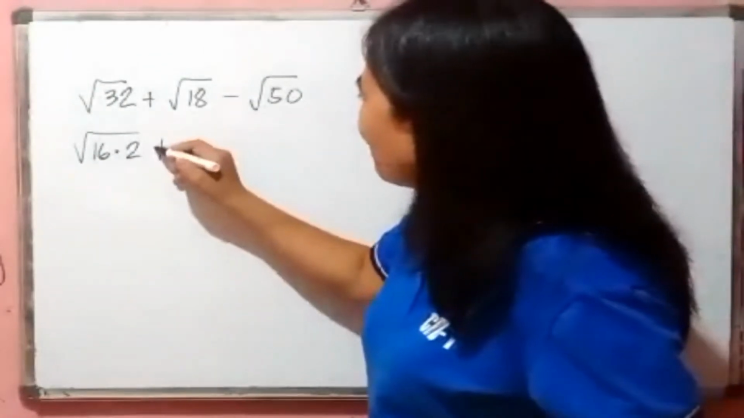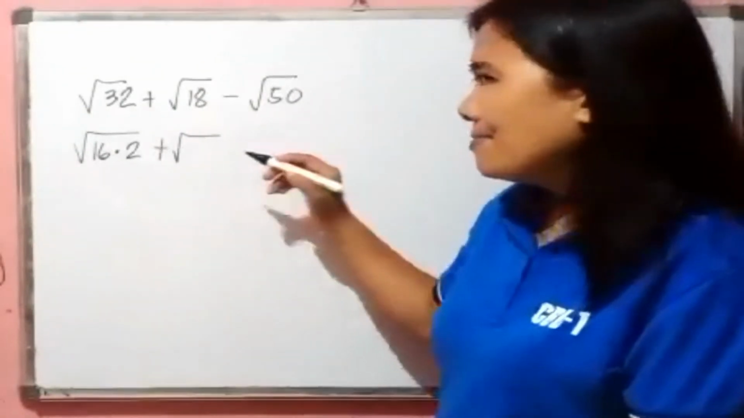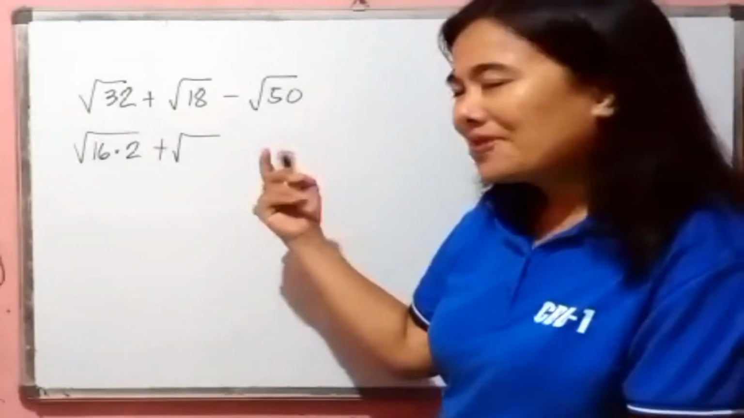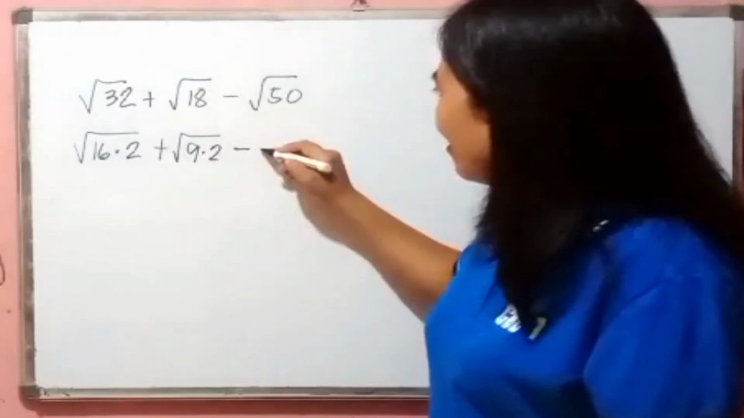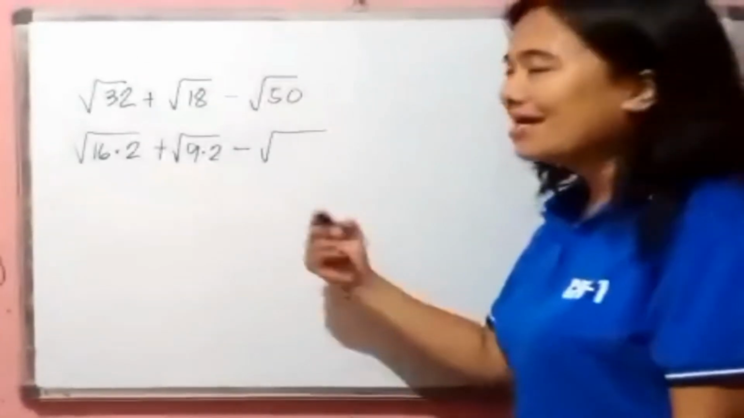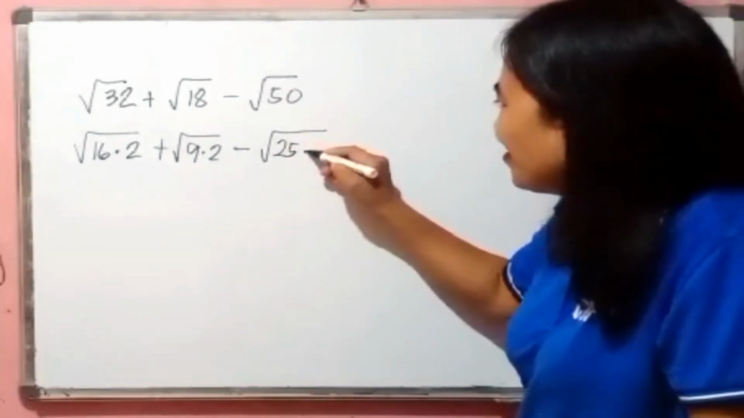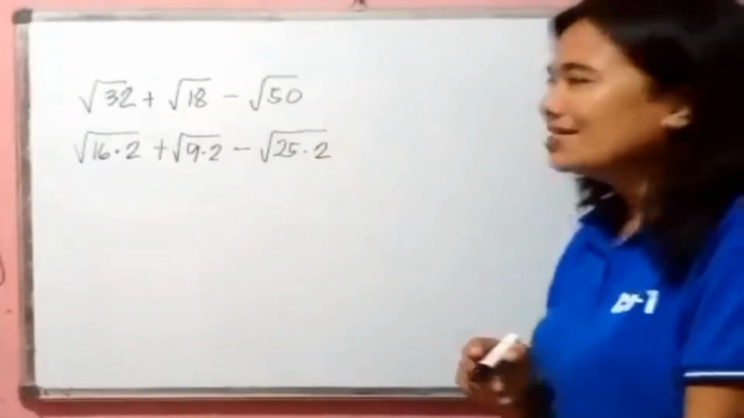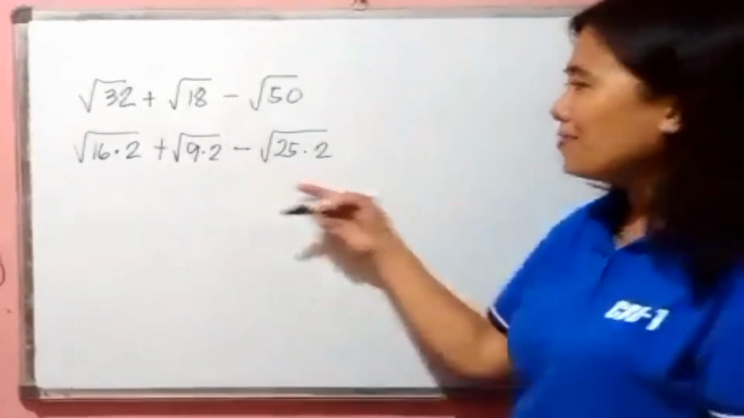So, ganun din yung gawin natin sa 18. Now, for 18, meron tayong what? Isip-isip. 9 and 2. Yan. Okay? Now, for 50, kasi nasa line of 0 and 5, so 25 and 2. Yan. Factored form na sila.